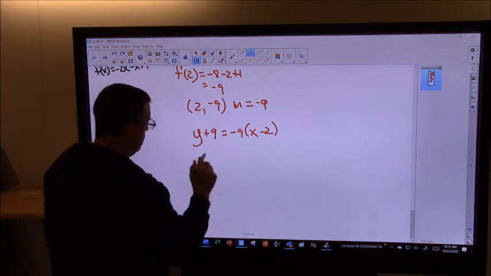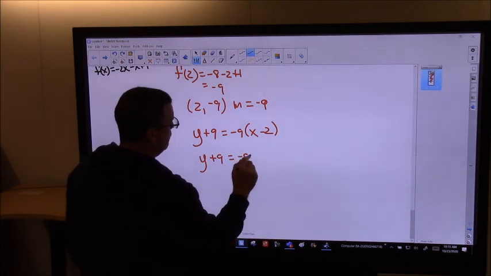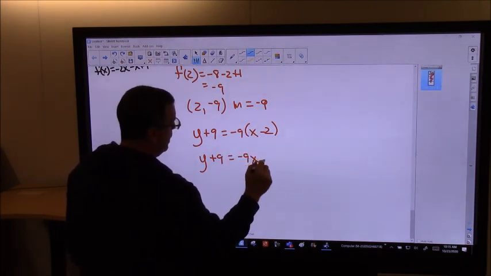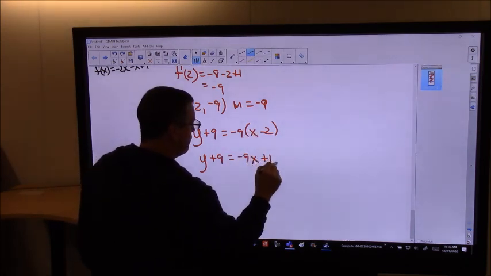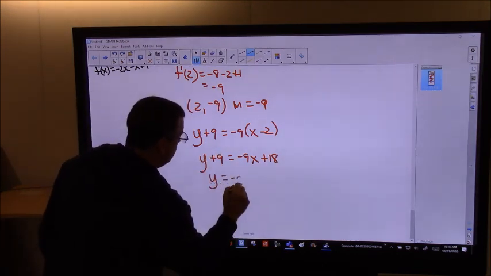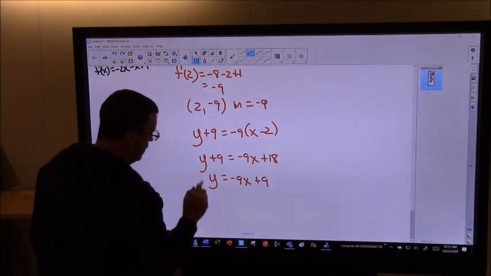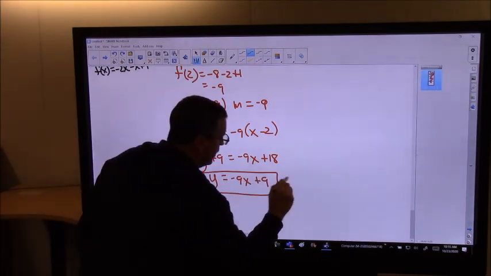Alright, so now if I distribute this, I've got y plus 9 equals a negative 9x. Multiply these, you get a positive 18. Move that 9 over and subtract it. I get y equals a negative 9x plus 9. There's my tangent line.